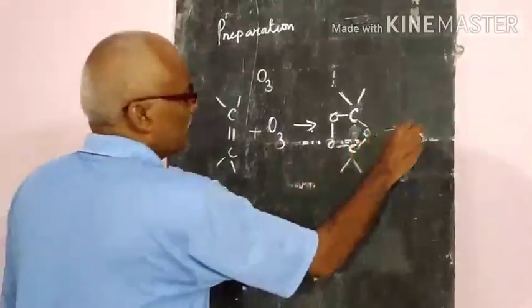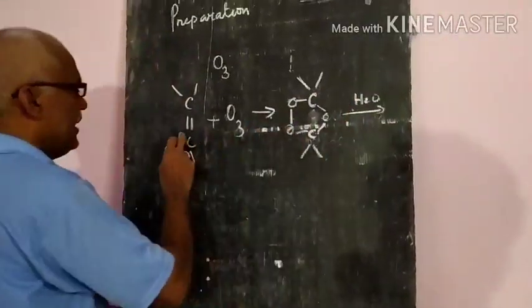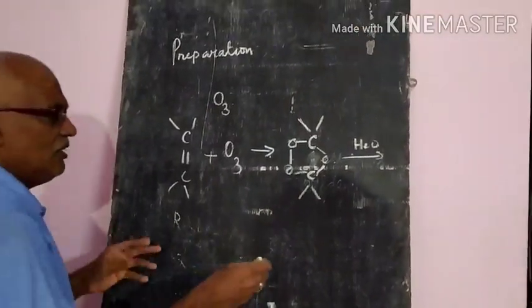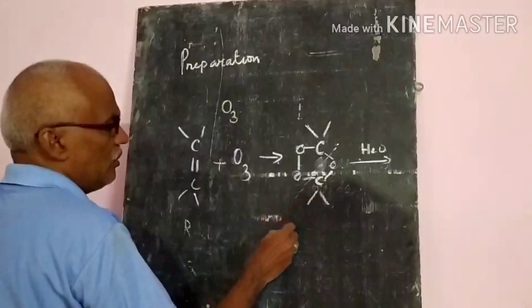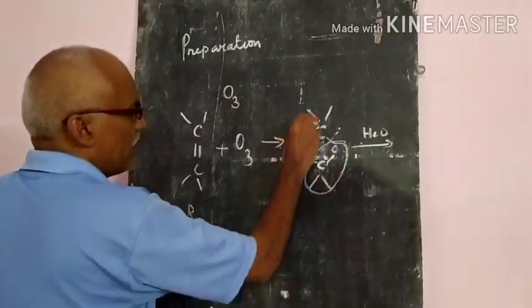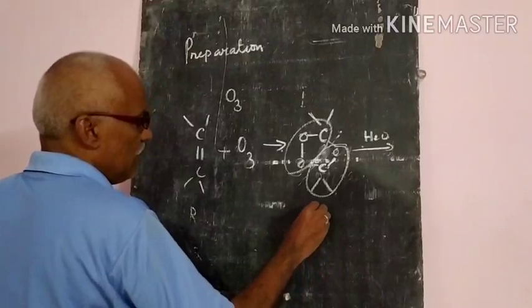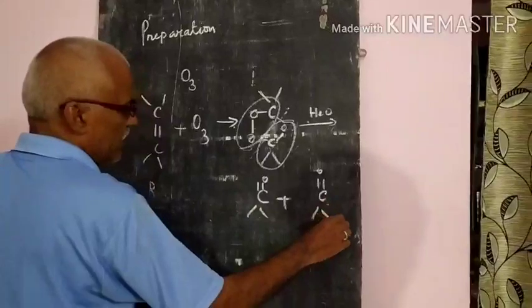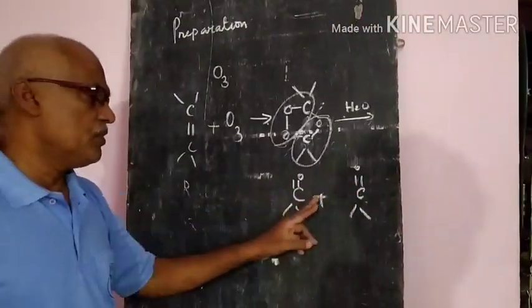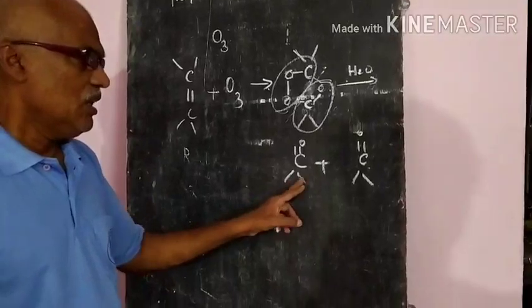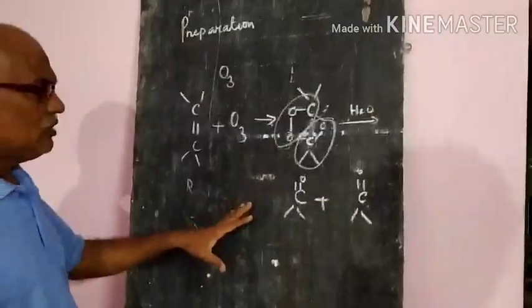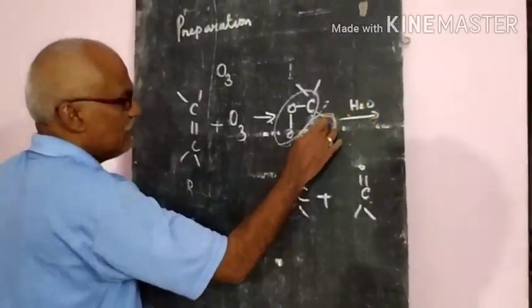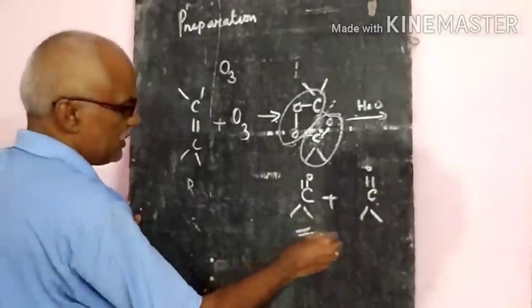Then further hydrolysis. Suppose if you take ethene, you will get the ethene ozonide. Further, a bond will be broken and you will get one compound like this, another compound like this. That is C double bond O, one compound, plus C double bond O, another compound. That means you will get carbonyl compounds. This is a ketone, this is also a ketone, so both ketones will be formed. OH and H will be added and afterwards you will get the ketones.